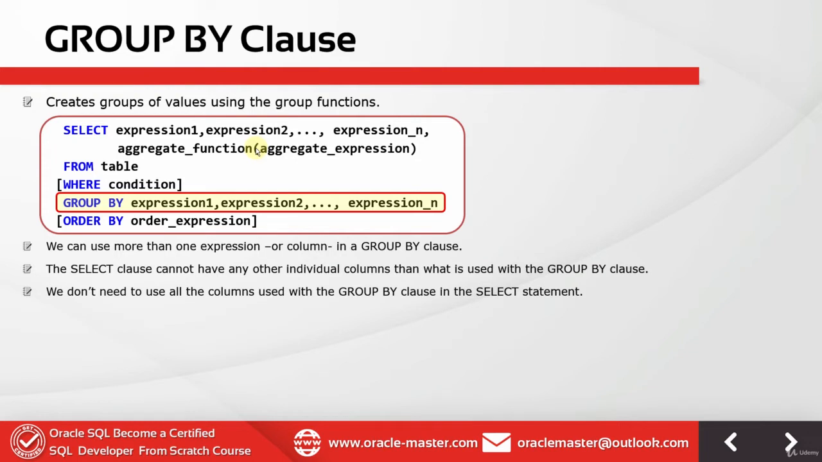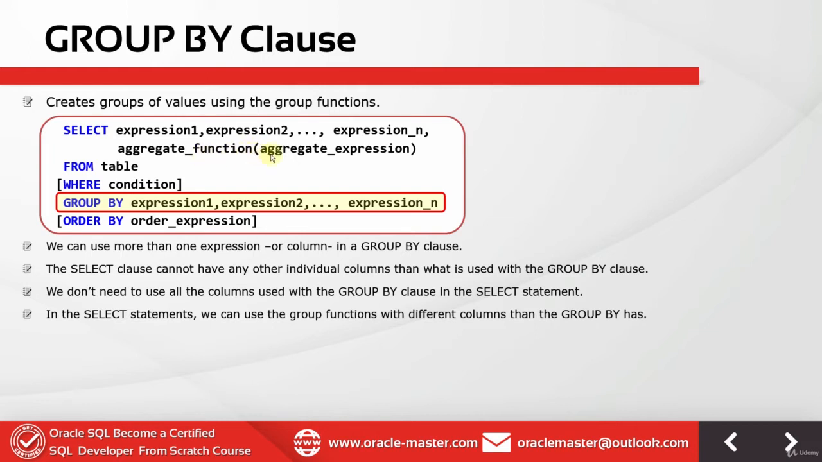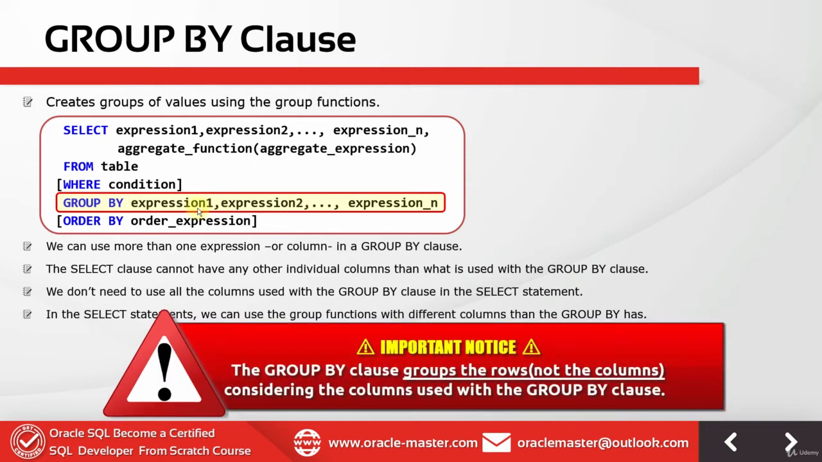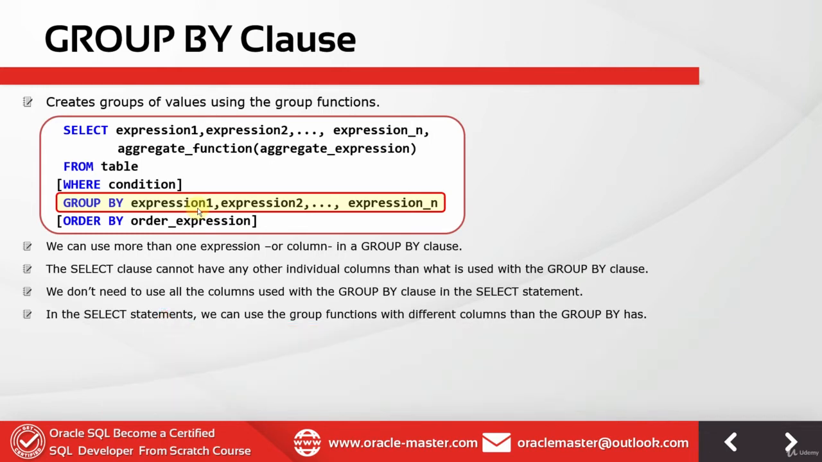You will see an example of that soon. And we can use the group functions with different input columns in the select statements than the group by clause has. As I mentioned, the group by groups the rows, not the columns. However, the group functions operate on the columns in the grouped result. So in this way, you can use different columns as well with the group functions. And we can use as many group functions as we want. There is no restriction on the number.